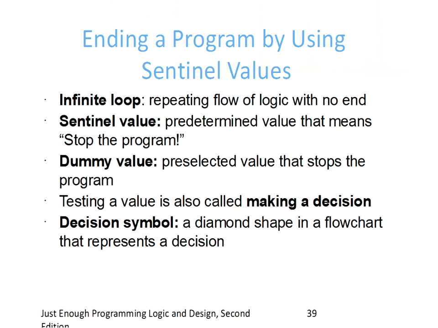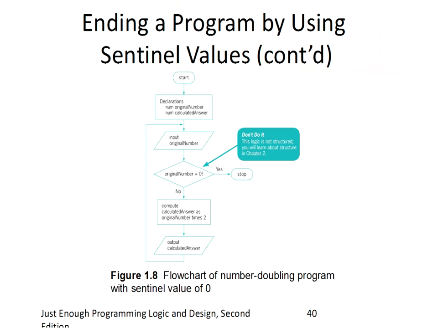Testing values is when you're making decisions. We're going to use the diamond shape in our flowchart for decision making. So the decision symbol is going to be the diamond shape. Again, it's going to be important to see that we have the original number, is it equal to 0? Well, we don't know because we are asking for input from the user. So at coding time, you don't know what the user is going to type in. What you can do is test if the user typed in the proper value. If the user did type in the proper value, then you stop the program.